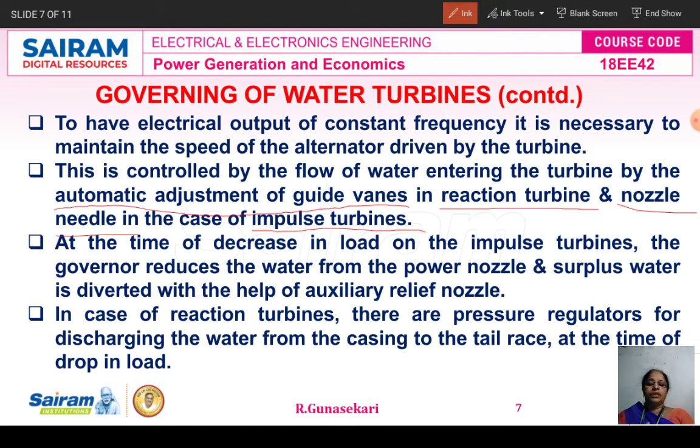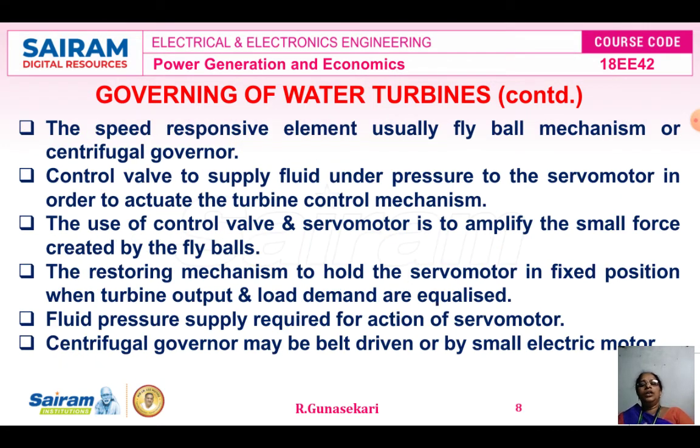At the same time, if the load is decreased on the impulse turbine, the governor reduces the water from the power nozzle and the surplus water is diverted with the help of an auxiliary relief nozzle. So we are using two nozzles: one is the power nozzle, another is the auxiliary relief nozzle, which is used in the impulse turbine whenever the load is decreased. In the case of a reaction turbine, there are pressure regulators for discharging the water from the casing to the tail race at the time of a drop in load, that means a decrease in load.